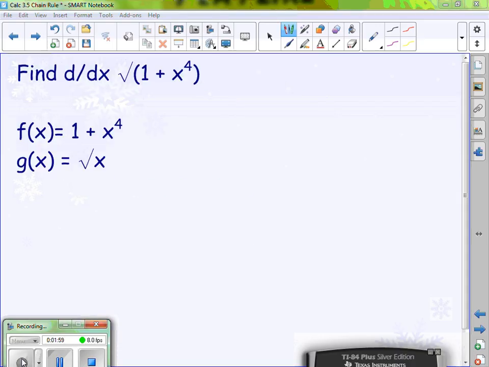Most of the problems that you see aren't going to give you an f of x and a g of x and tell you to find (g of f) prime of x. You're going to have something where it just says find the derivative of the square root of 1 plus x to the 4th. These are the types of problems I've been avoiding for a while now.